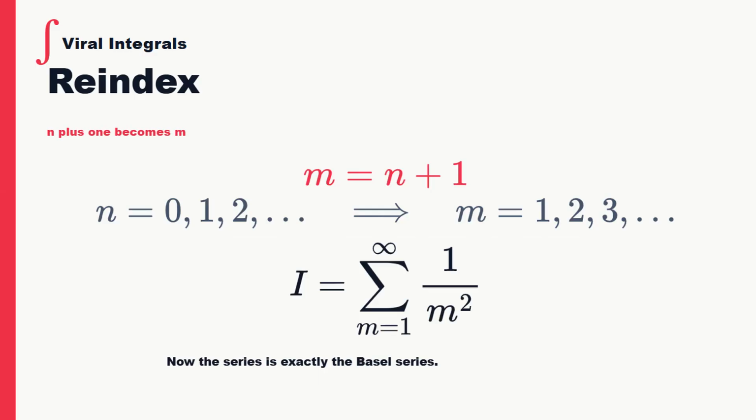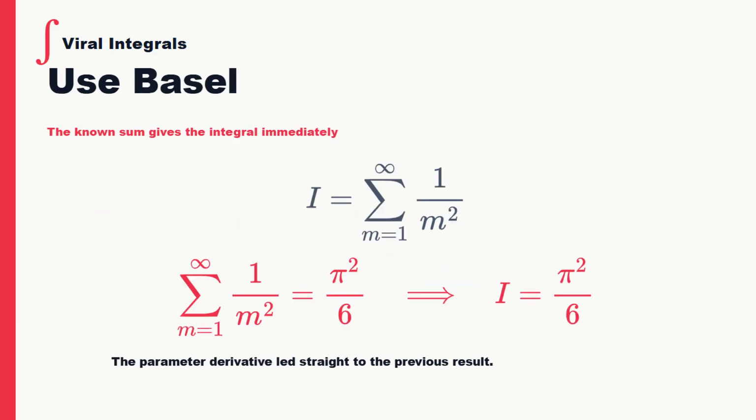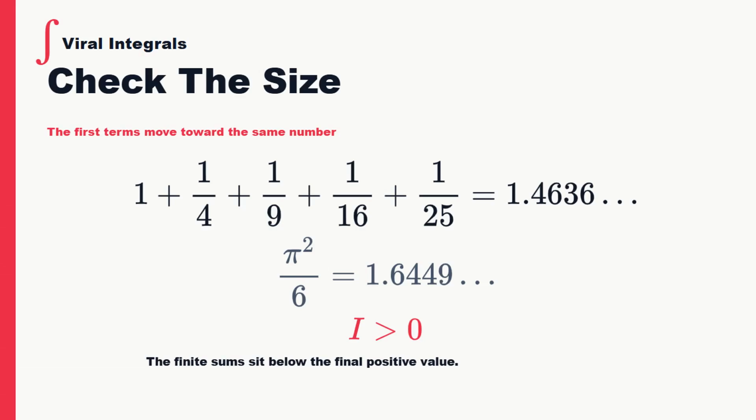Reindex the sum so it uses the standard Basel notation. If m equals n plus 1, then n starting at 0 becomes m starting at 1, and the sum is exactly the reciprocal square series. Now use the Basel result from the previous video. Since the integral equals the reciprocal square series, and that series equals pi squared over 6, the integral has that same value. And a quick size check supports the answer.